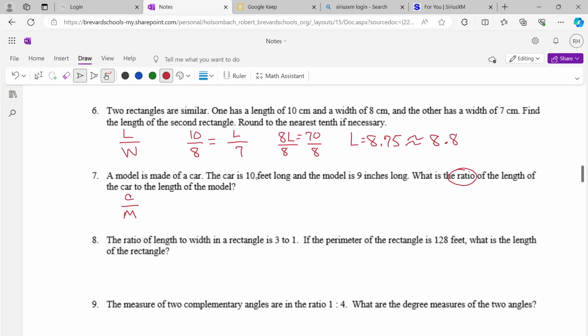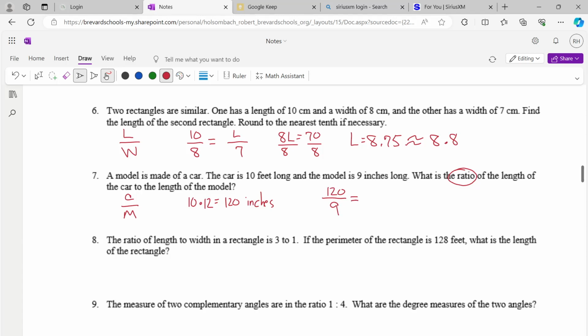So to convert 10 feet to inches, we're going to take 10 and multiply it by 12, and we get 120 inches. So now the car is 120 inches long, and the model is 9 inches long. So we're going to take 120 over 9, and we're going to simplify it.